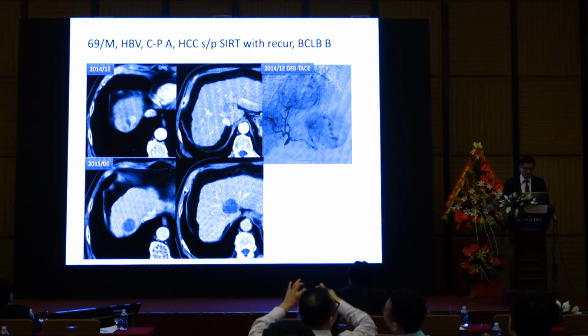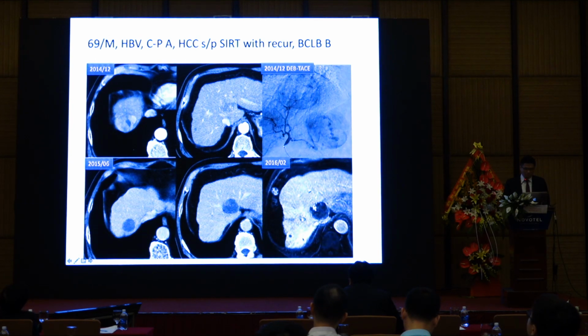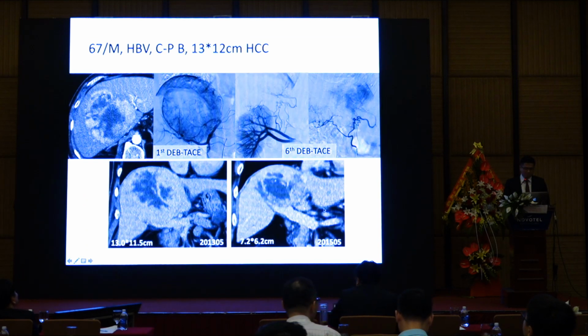This is another case which was treated with Y90 before. However, there was a poor response to the Y90. So we did selective embolization with drug-eluting beads. As you can see, after treatment, the two tumors have nearly total necrosis. And in the follow-up imaging, you can see maybe there's some feeding artery or recurrent part over here, but overall the response is very good.